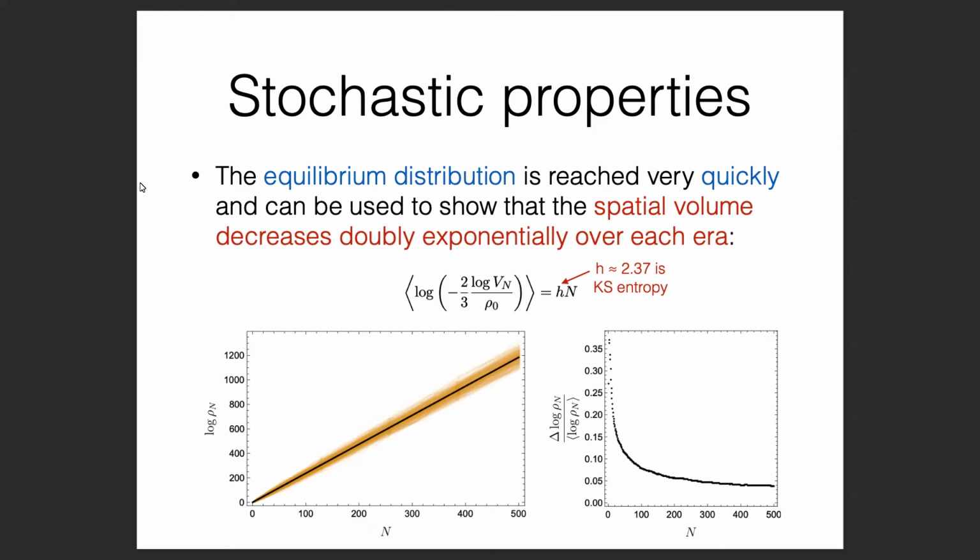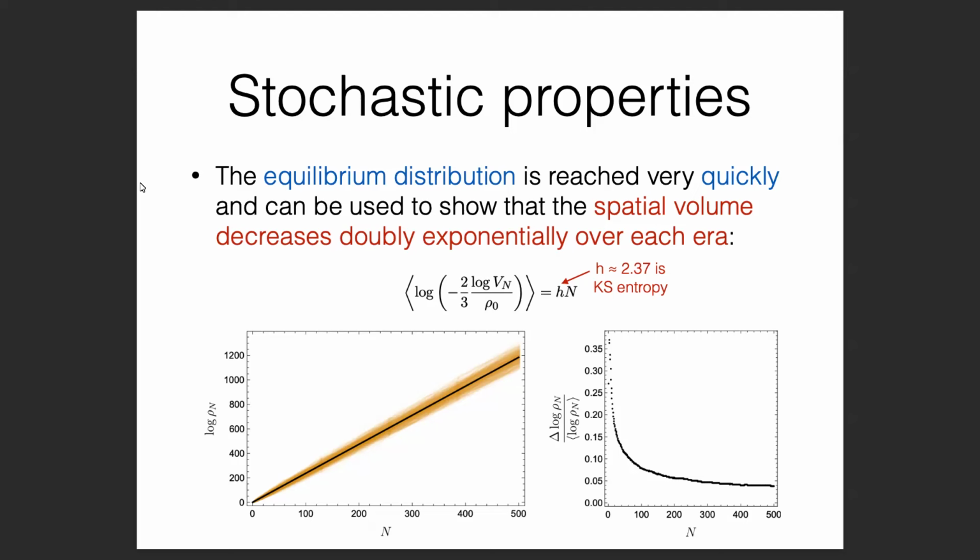And for example, you can show, BKL showed, that the spatial volume, that's the volume of the slices, decreases doubly exponentially over each era. Every era is a sequence of epochs. So the log of the volume expectation value on average in the late time grows linearly with n. It's not the number of epochs, it's the number of eras. And this h turns out to be exactly the homogeneous Sinai entropy, essentially the Lyapunov exponent of this map. And you can just check that.